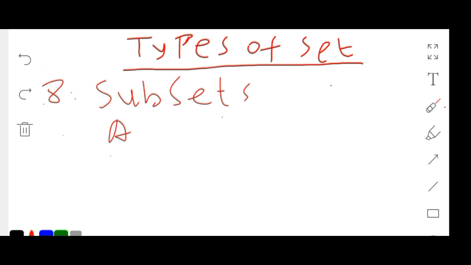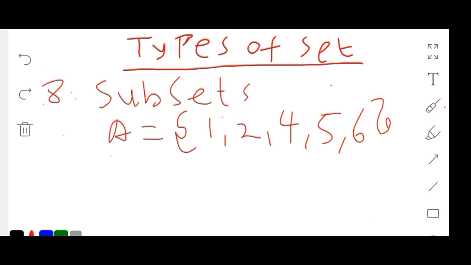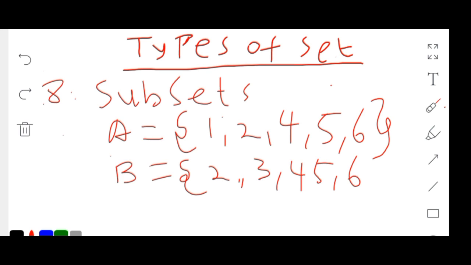Let's say A is equal to 1, 2, 4, 5, 6. I intentionally did not put 3, so that you will not think it must be arranged in ascending order. So I arrange it anyhow. Then B, we are having 2, 3, 4, 5, 6. So we can say A is a subset of B. Why?